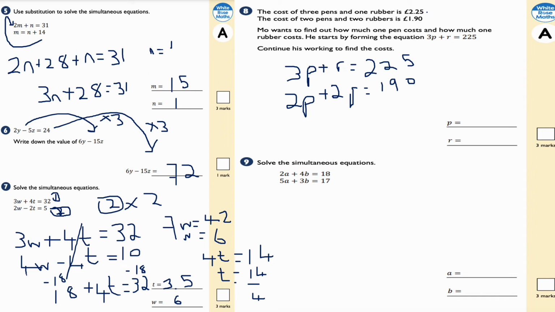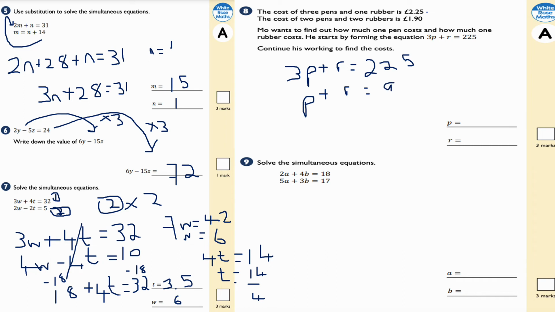Well, I've done it here for the second equation. 2p plus 2r equals 190. Now here, I'm going to do something a bit easier. I'm going to divide the second equation by 2. So I'm going to divide everything by 2. So I'm going to get p plus r equals 190 divided by 2, which is equal to 95 pence.